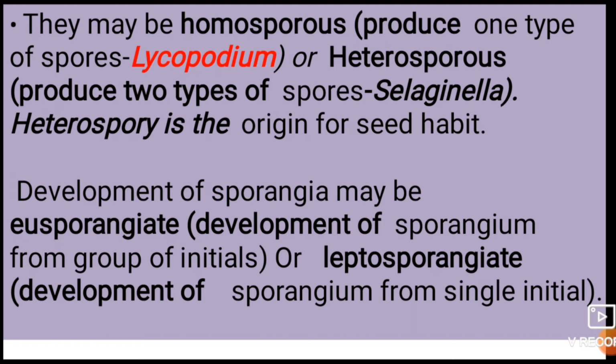The development of sporangium from a group of initials is called eusporangiate. Next one, leptosporangiate: the development of sporangium from a single initial. You have to differentiate between eusporangiate and leptosporangiate. Eu means true. Development of sporangium from a group of initials is called eusporangiate, and from a single initial is said to be leptosporangiate.